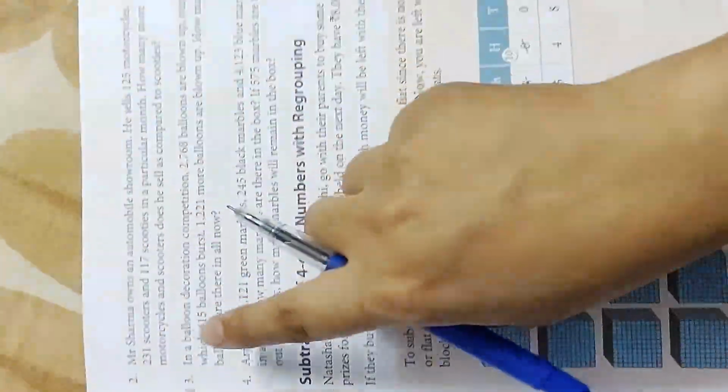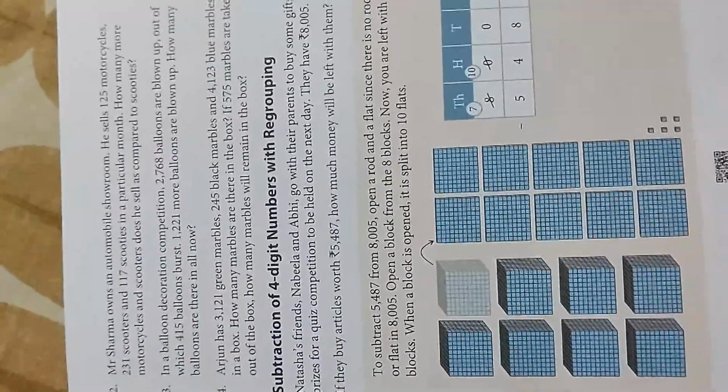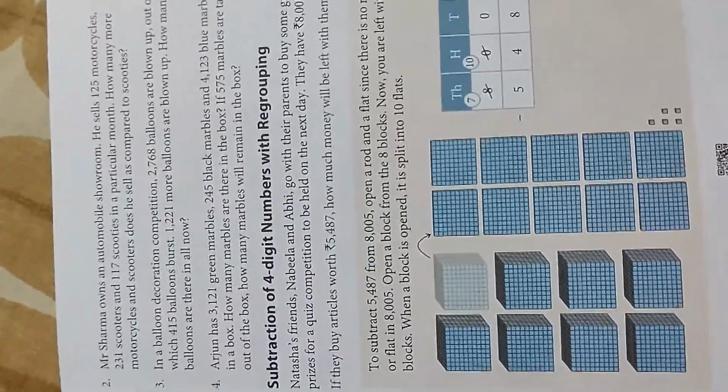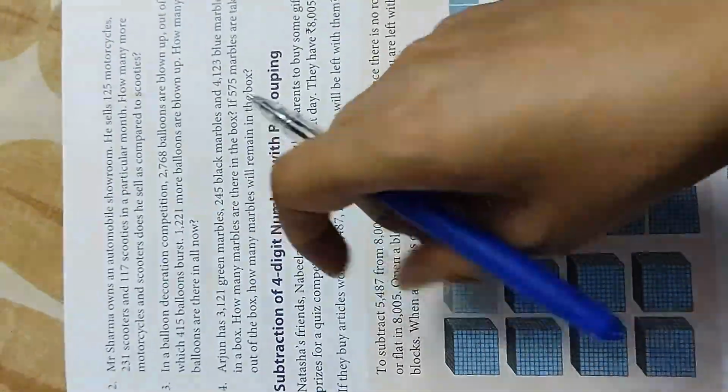Okay. Next question is, in a balloon decoration competition, how many balloons are there? 268 balloons are blown up. Okay, 268 को blow किया गया है, उसमें हवा भरी गई है. Out of which 415 balloons burst. जब आप उसमें blow कर रहे हो तो उसमें से 415 जो है burst हो गए, 415 जो है फट गए.